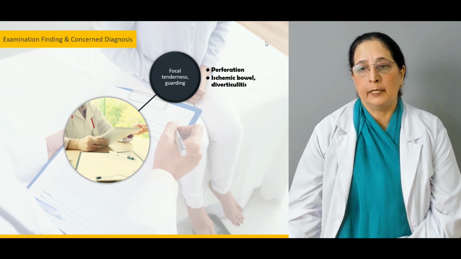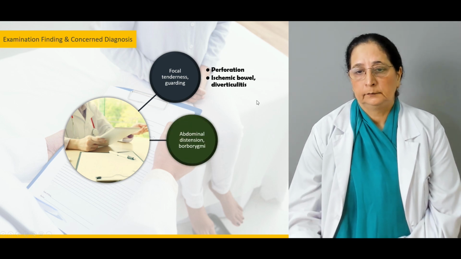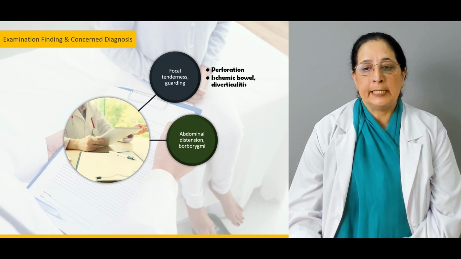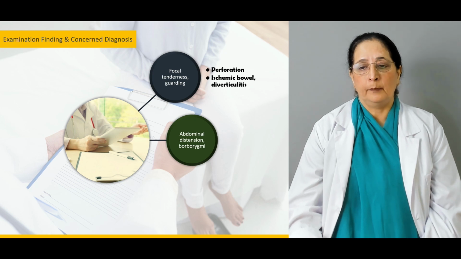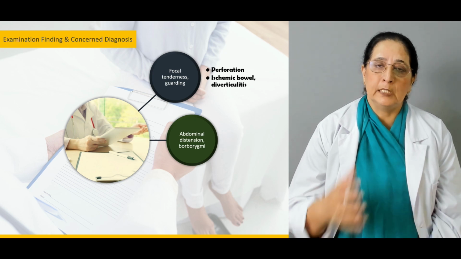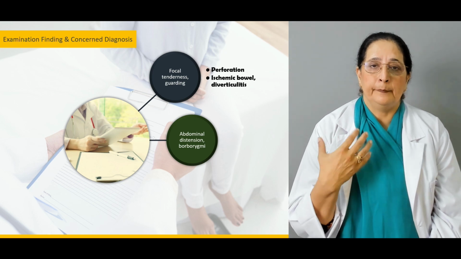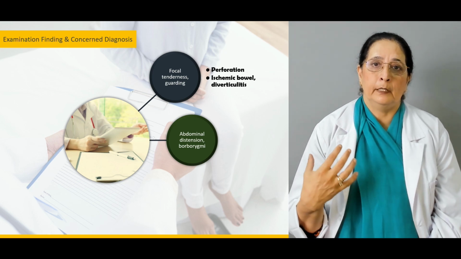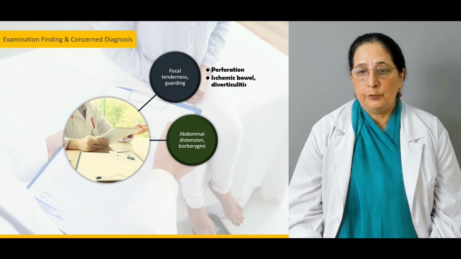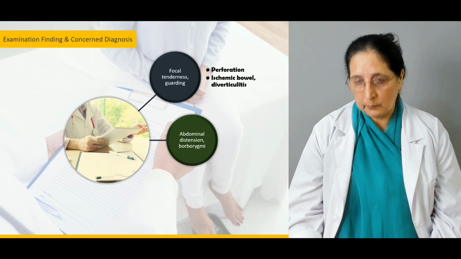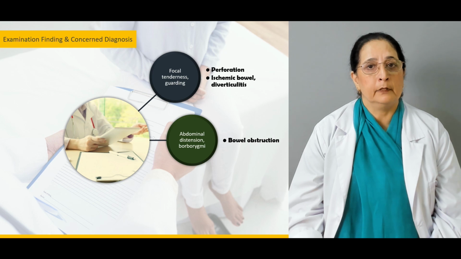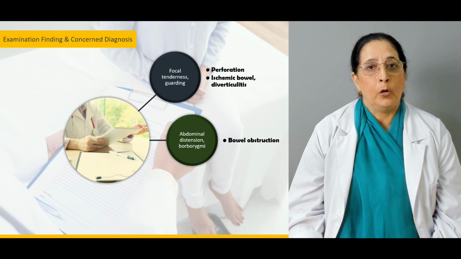Ischemic bowel, and then diverticulitis. Abdominal distension and borborygmi sounds. These are the loud sounds as a result of the gases in the abdomen or in the intestine. So this is again characteristic of bowel obstruction.